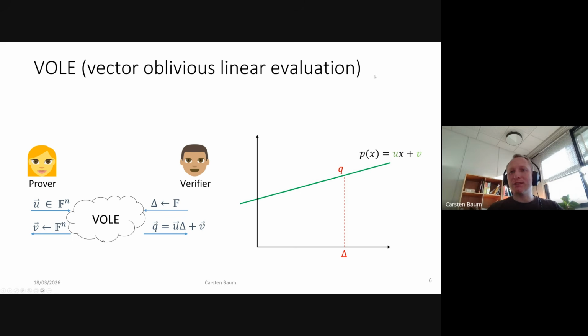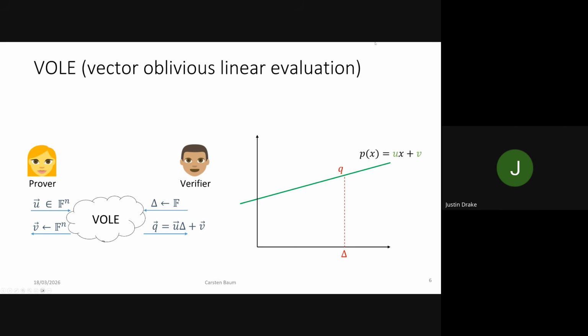Oh, I see a hand being up. Hi, Justin. What would you like to ask? Hi there. Just a quick question. In practice, are there any constraints on the field? Does it have to be of a certain size to be cryptographically relevant? Does it have to be a prime field or anything else?